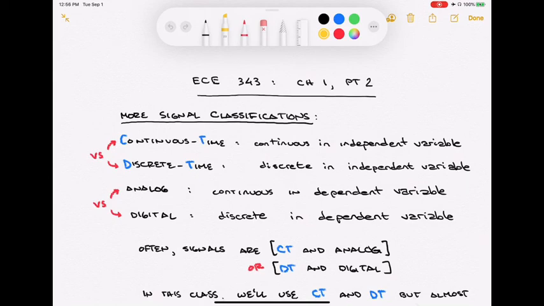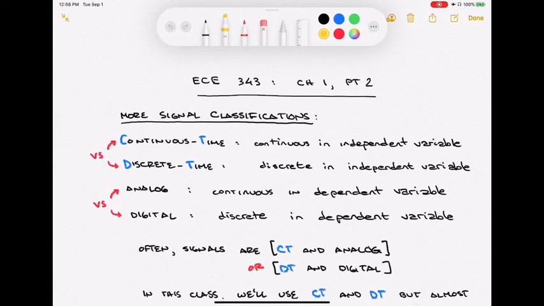The first set of classifications I'd like to talk about are continuous time versus discrete time. This pair of descriptions are mutually exclusive, so a signal can either be continuous time or it can be discrete time. It can't be both. Continuous time and discrete time really refer to whether a function or a signal is defined for a continuum of the independent variable or just discrete values of the independent variable. So continuous time and discrete time have to do with whether the independent variable, usually time, is classified on a continuum or on a discrete set.